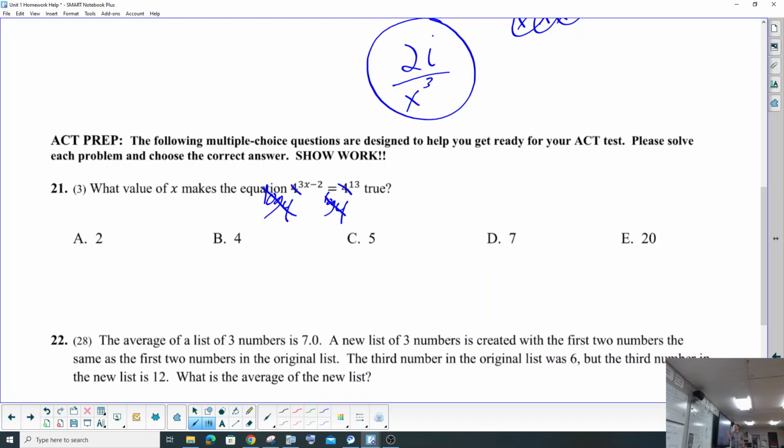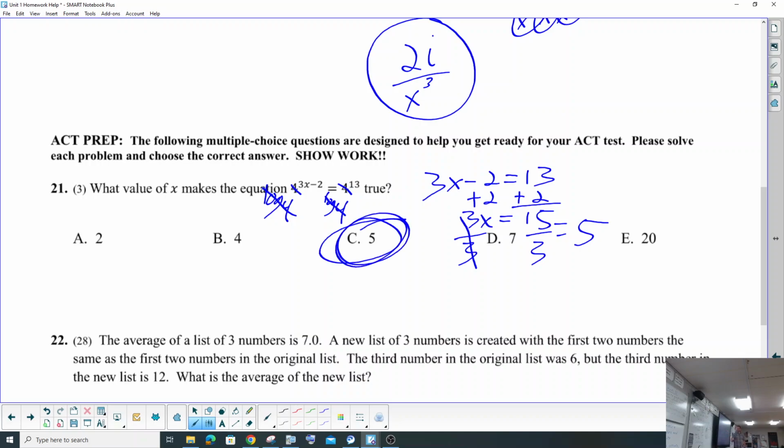So we have 3x minus 2 equals 13. And we're going to add 2 to the other side. So then we get 3x is equal to 15. 15 divided by 3 is 5! Which is C.